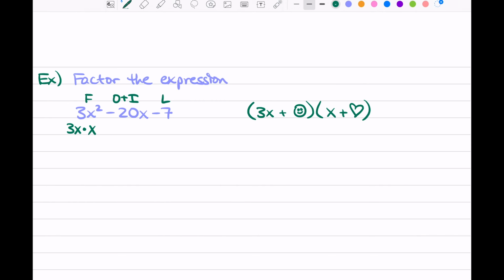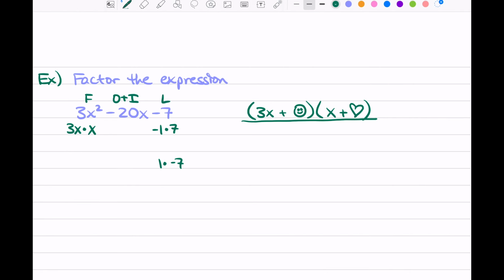All right, again, let's look at our last piece here. We have -7. So what two numbers for our smiley face and heart give us -7? Well, you can multiply -1 times 7. You can multiply 1 times -7. I think that's it. Those are the only whole numbers we can multiply to get to -7. So let's test it out.